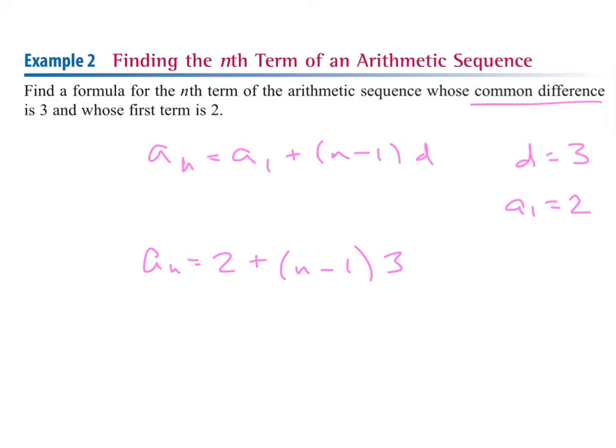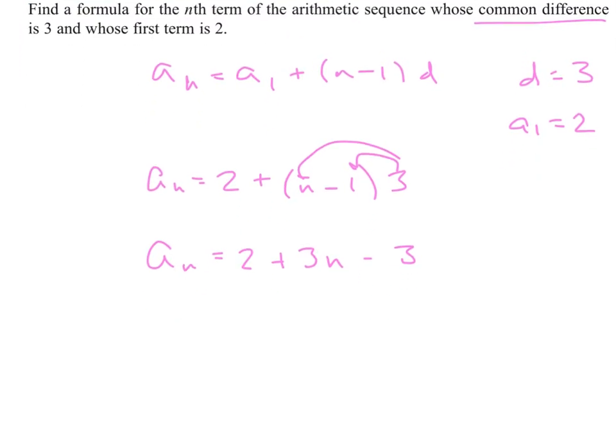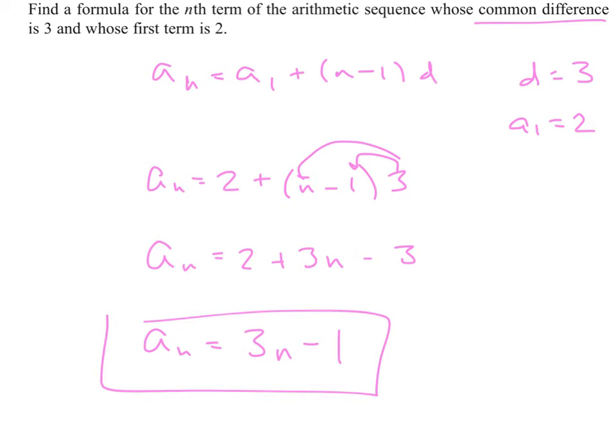Oh, d is 3. I plugged that in. How would we simplify? What should we do? We want to distribute the 3 to both things on the inside. So we have a sub n is equal to 2 plus 3n minus 3. What else can we do? 2 minus 3, which is? Negative 1. So a sub n is equal to 3n minus 1. And that's our equation. That's our formula.